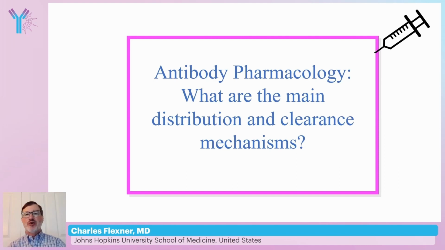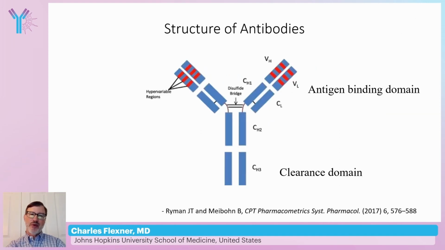What are the main distribution and clearance mechanisms that contribute to the apparent half-life of human antibodies? Well, it's important to remember that antibodies have two main functional domains. The hypervariable regions, VH and VL, represent the antigen binding domain, whereas the constant regions, CH2 and CH3, contain the FC binding domains, and they are also responsible for antibody clearance.